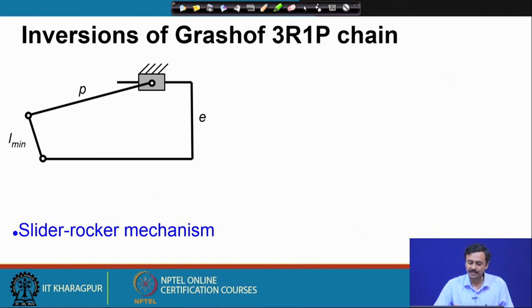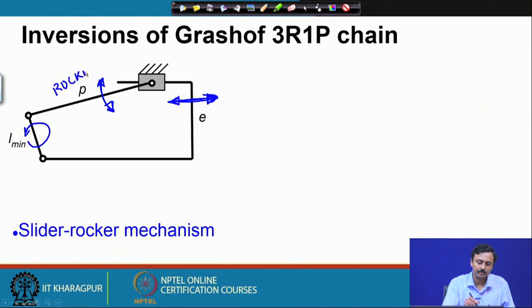Now, if I fix the slider itself, the slider block, again the sliding direction becomes fixed. Now, this becomes a slider rocker mechanism. It is the L min which can rotate completely, but others only oscillate. So, this is translational oscillatory motion, this is rotational oscillatory motion. This is a slider rocker. So, this is the rocker, and this is the slider.